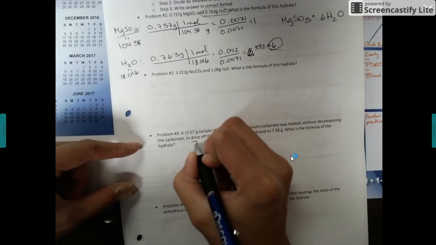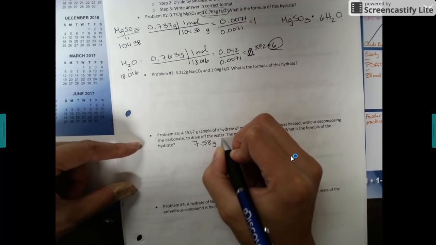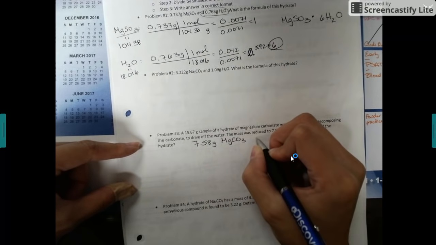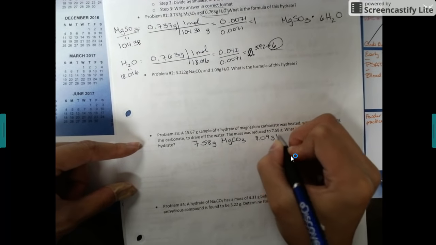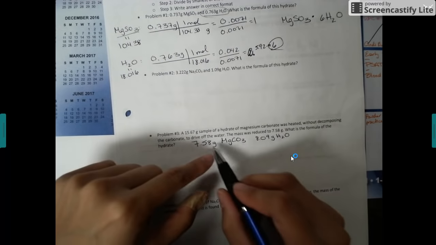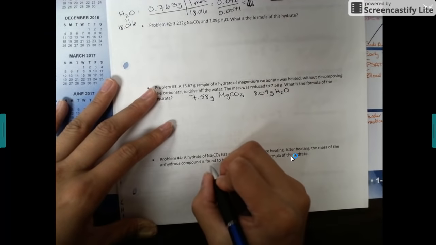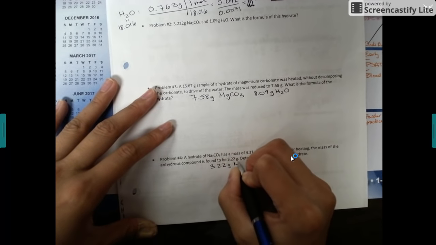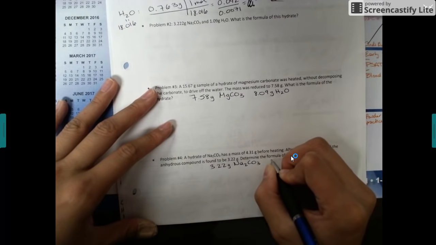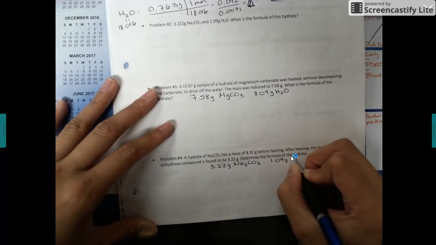I'm going to go ahead and tell you that for number 3, you can read through the problem, but I want you to just go ahead and write that you have 7.58 grams of MgCO3 and 8.09 grams of H2O. You can read through the problems and see how I get these numbers, but I made the problem more difficult than I want it to be. So here I'm going ahead and giving you the numbers. And for the last one, it is 3.22 grams of Na2CO3 and 1.09 grams of H2O. Like I said, I made the problems too difficult. Use the numbers that I give you here instead.